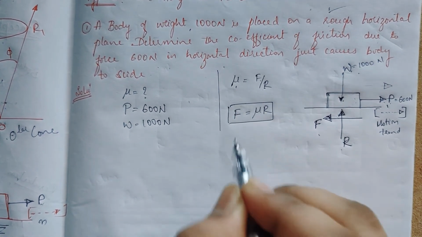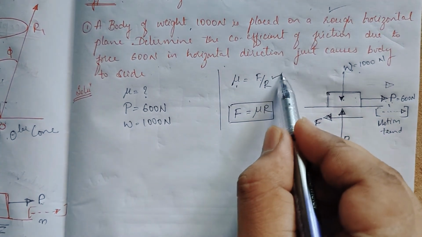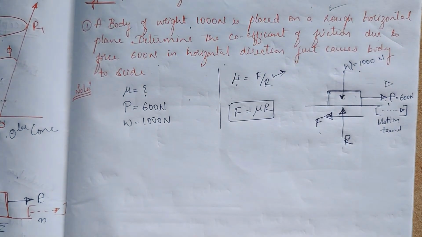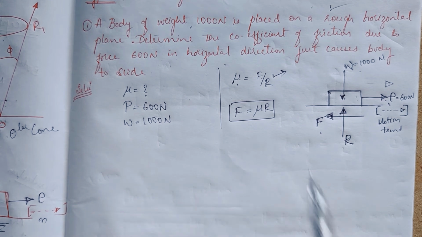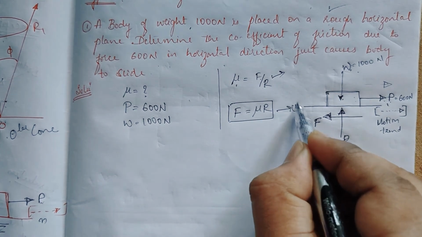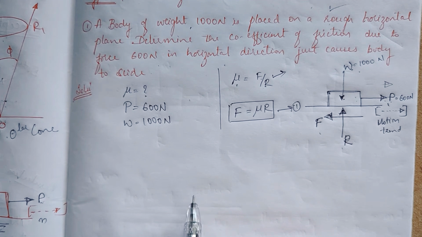Okay, this formula we know from the theory part: the coefficient of friction is the ratio of limiting friction to the normal reaction. I'll take this as equation number 1: F is equal to mu R.